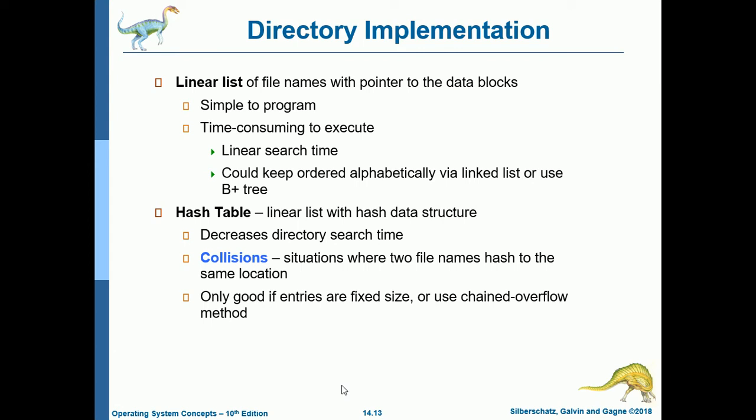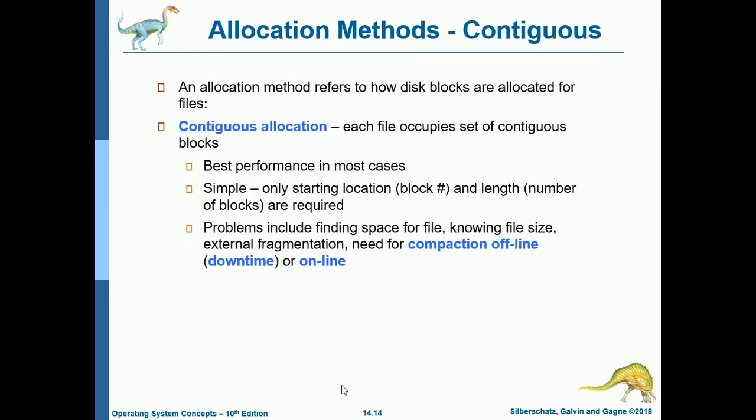But the problem with a hash table is that there is a possibility of collisions. Collisions are situations where two file names hash to the same location. So to avoid that, it is only good if entries are fixed size, or use the chained overflow method.